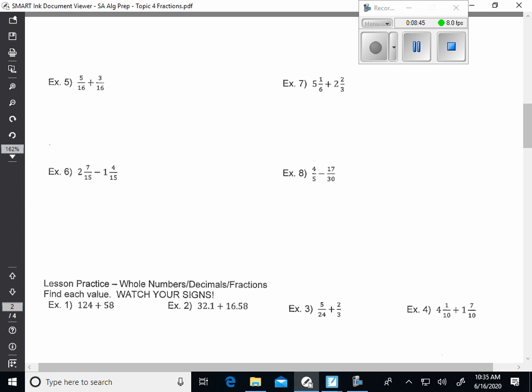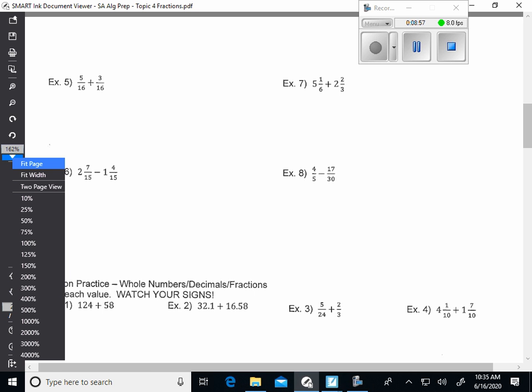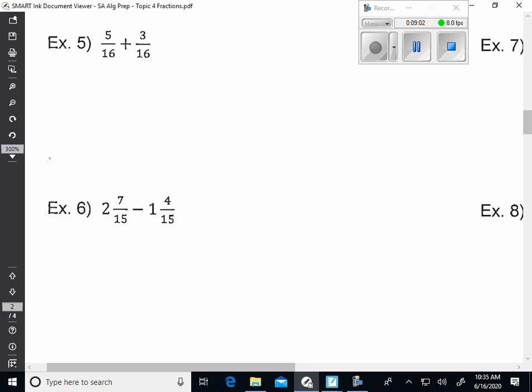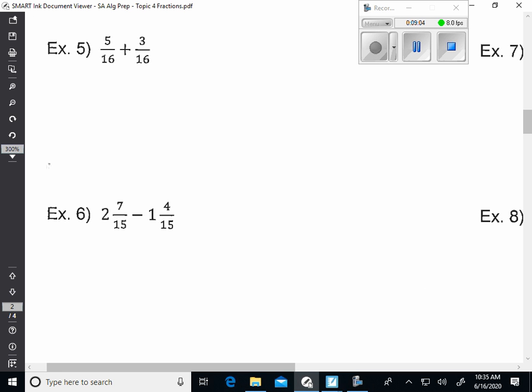So example 5 and example 6 is where we will start. With example 5 and example 6, you'll notice that the denominators are the same. And I'm blowing it up just to provide more room for each problem. If the denominators are the same, then you can just go right ahead and subtract, no big deal. Or add. So in problem 5, notice that the denominators are the same.